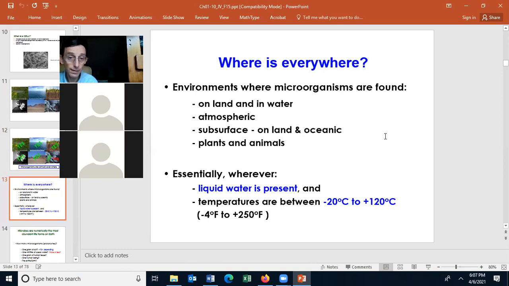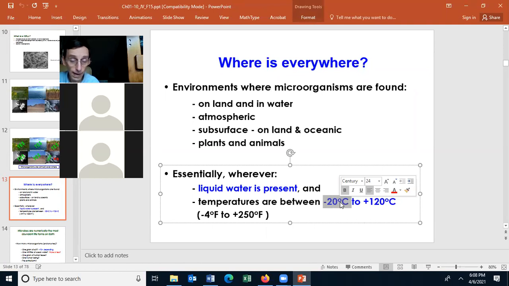You find microorganisms essentially wherever liquid water is present and the temperature is between minus 20 degrees Celsius and 120. I've got 120 degrees Celsius here. I think 123 is the highest. And this is the temperature in Fahrenheit. Now below this temperature, you can find microorganisms, but they won't be metabolically active because they'll be frozen. Okay? So there could be microorganisms which are frozen, and they have to be thawed out before they can be metabolically active.